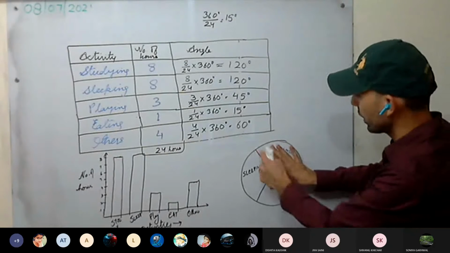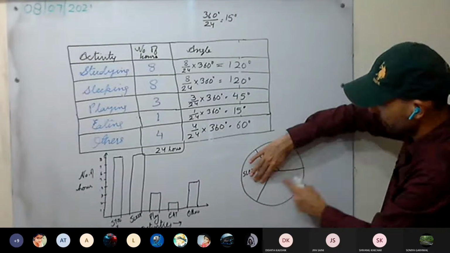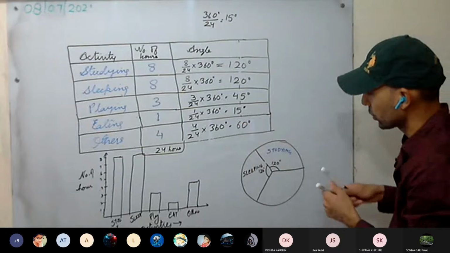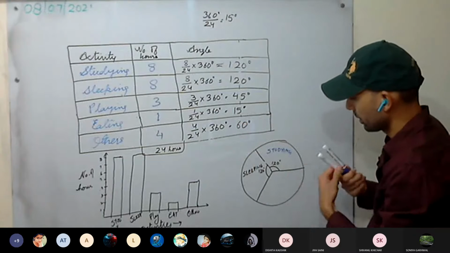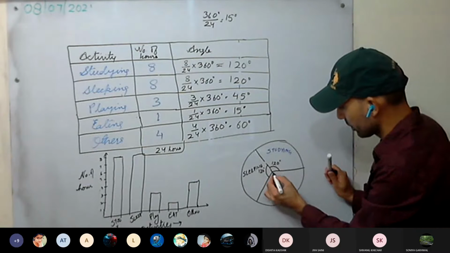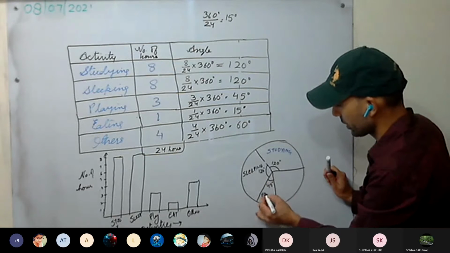This time we are placing the protractor here. Okay, 120 degrees. Now use this line. Playing is how much? 45 degrees. So make a 45 degree angle. Use this line and make 45 degrees. This is playing.